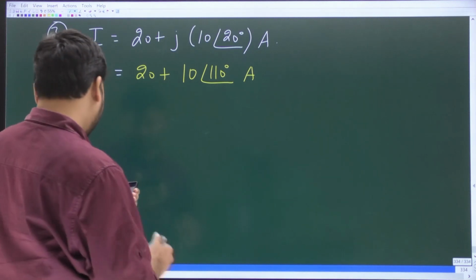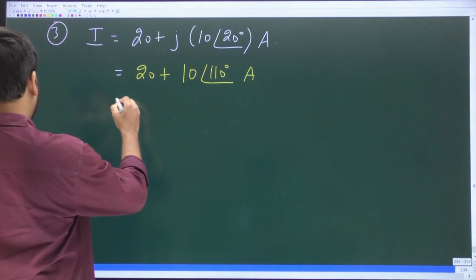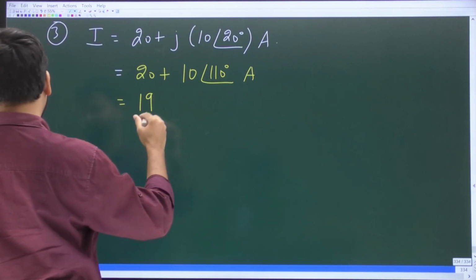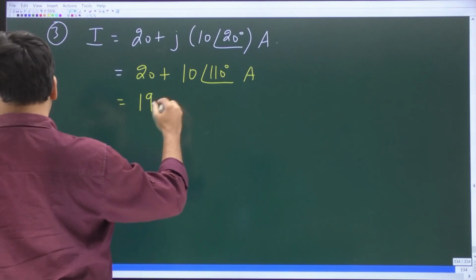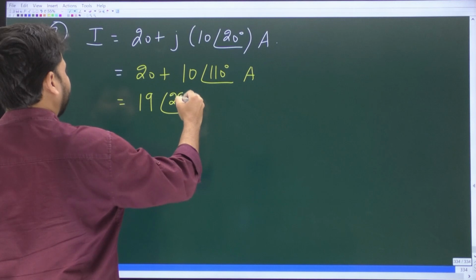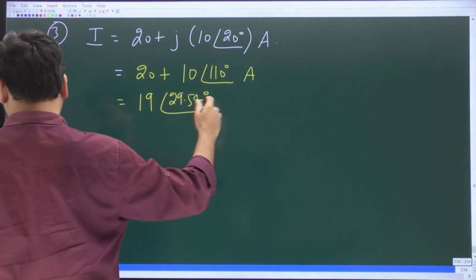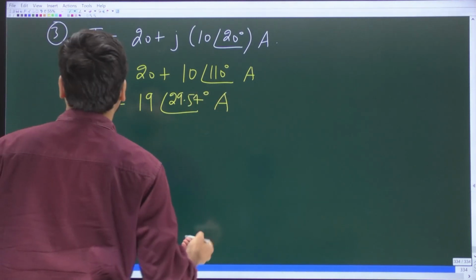19 at an angle 29.54. Approximately, this capital I is equal to 19 at an angle 29.54 degrees. Again, units are amperes.